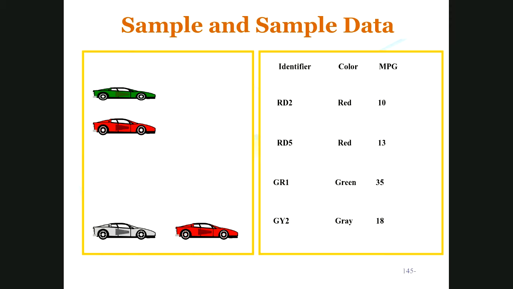Following it up, they took a sample. They took 2 red cars, a green car, and a gray car. But because the size is so tiny, it can lead to problems, right? Because you could say, oh, you know what? The green car gets better MPG than the other groups. Well, you only have a sample of 1. So you also have to watch that as well.